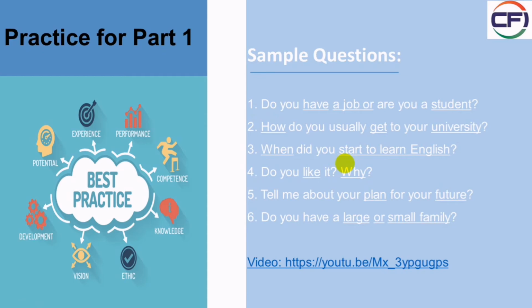2. How do you usually get to your university? 3. When did you start to learn English? 4. Do you like it and why? 5. Tell me about your plan for your future. 6. Do you have a large or small family? Okay, so can you answer all the 6 questions? For more information, you can click on the link below to see more questions for part 1.